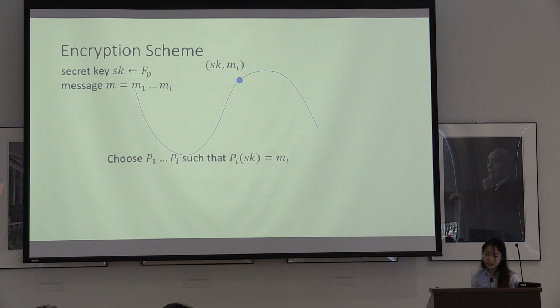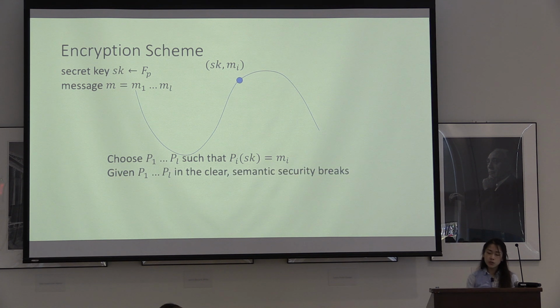So let me give you an idea of what's going on in our encryption scheme. Our encryption scheme will be working over a large finite field, and a secret key here will just be a random field element. Now to encrypt an L-bit message, we're going to sample a polynomial for every bit of the message, such that this polynomial p sub i passes through the bit m sub i at the secret key. Right, so altogether, we'll have L polynomials.